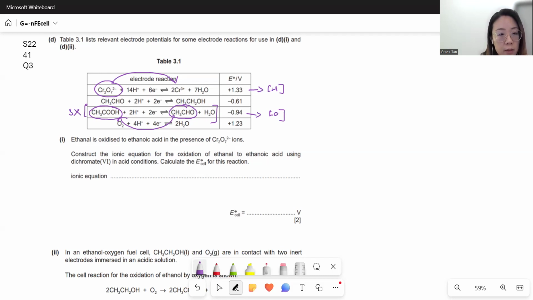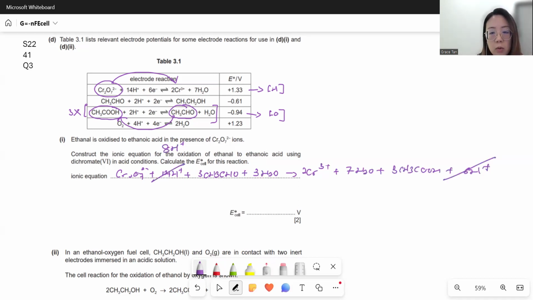All right, dichromate plus 14H+, plus 3CH3CHO plus 3H2O to give 2Cr3+, 7H2O plus 3 ethanoic acid and 6H+. So we can simplify this 6H+ and 14H+. We can make it 8H+ on the left. 3H2O, I simplify here to become 4H2O. So this would be the ionic equation.